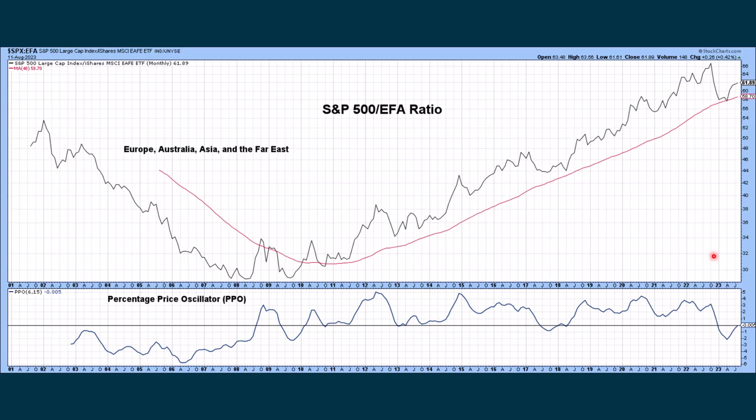We look at the S&P 500 and then compare it on a monthly chart with stocks in Europe, Australia, Asia, and the Far East. We're above this moving average. That's suggesting that the S&P is outperforming. We're also coming up to this zero line here with the PPO. That's also positive longer term, showing that the S&P is outperforming global stocks.